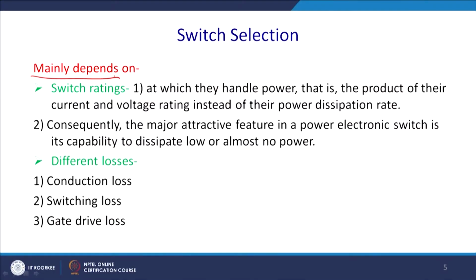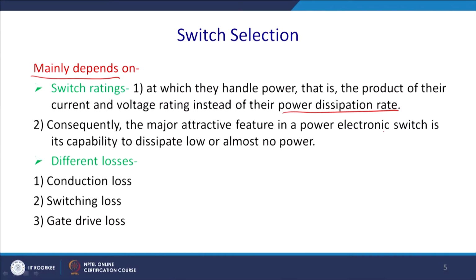Mainly, switches depend on switching rating, which is the power they handle, the product of their current and voltage, instead of their power dissipation rate. So, the higher the power dissipation rate, the higher the switch rating, and we shall find that thyristors are actually the first entity in that category. Consequently, the major attractive feature in power electronics is its capability to dissipate low power or no power.